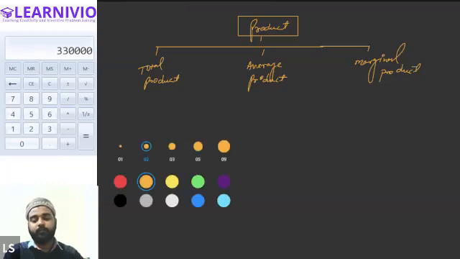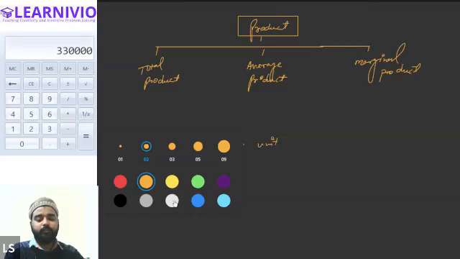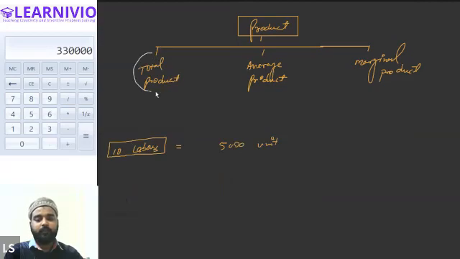Okay, so what is the total product? Total quantity produced by all the labors is known as total product. So let's say I have 10 labors to produce goods, and all these 10 labors are able to produce, let's say, 5,000 units collectively. So 10 labors collectively produce 5,000 units of output. So the total quantity of output that they produce will be known as the total product.